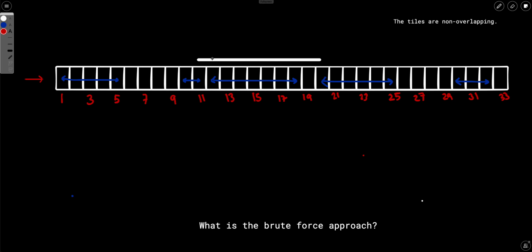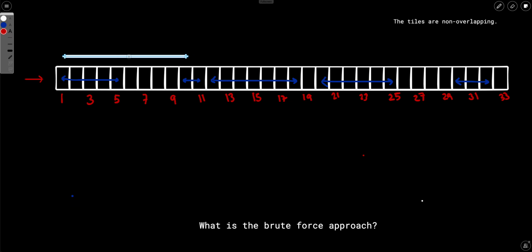Now let's try to think of a very brute force approach to this question. Let's say these are all the positions, and this blue arrow denotes the positions which are covered by tiles. So 1 to 5 is covered by tiles, 10 to 11 is covered by tiles, 12 to 18 is covered by tiles, and so on. Now we are given a carpet, like this, and we need to find the position to place the carpet such that the maximum number of tiles comes under the carpet.